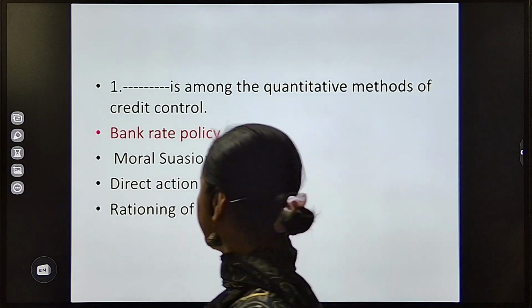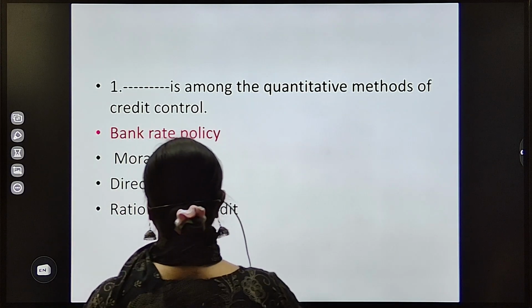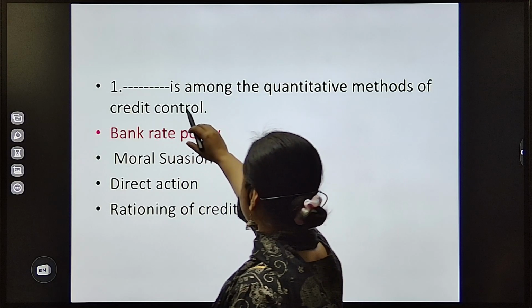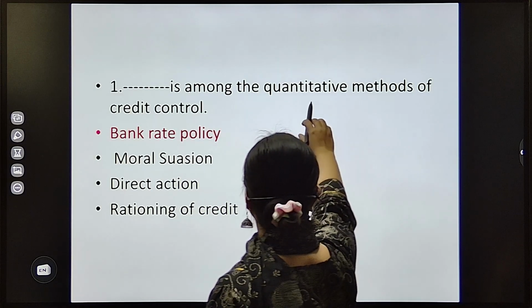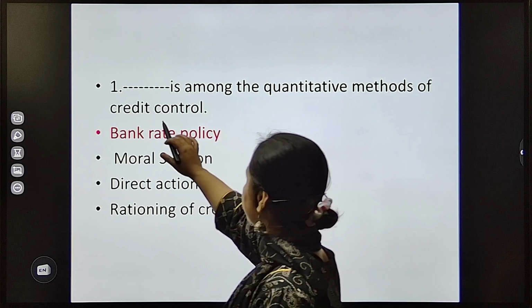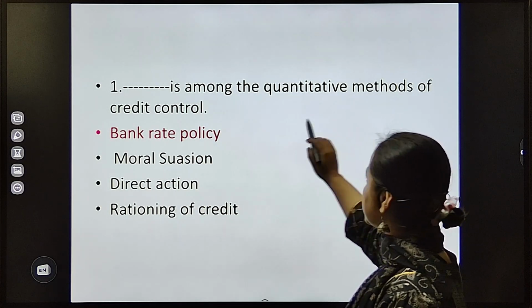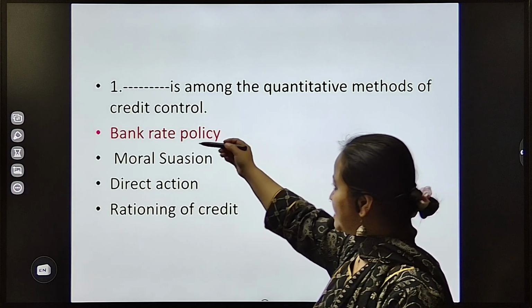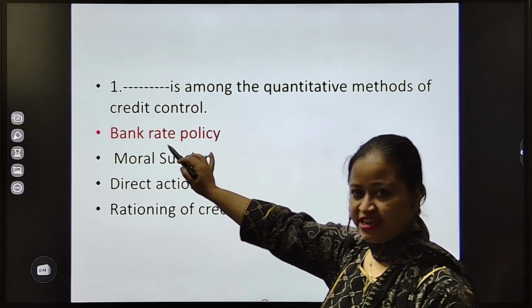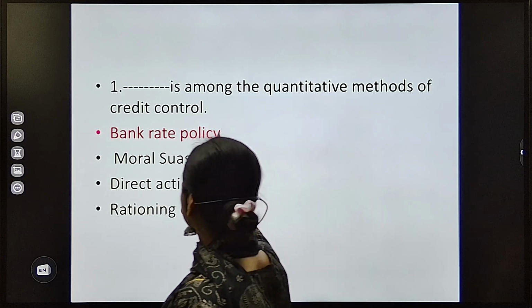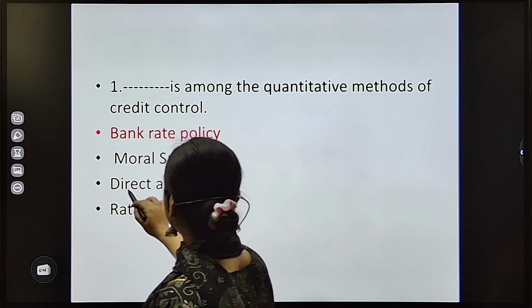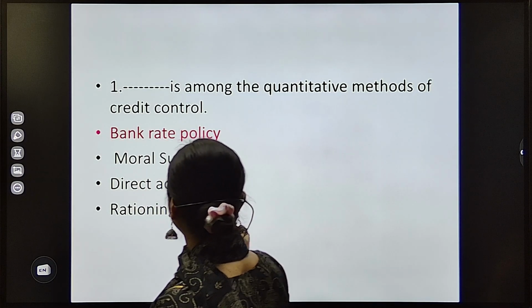You can see here, the first question: dash is among the quantitative methods of credit control. The red one is your answer. The options given are bank rate policy, moral suasion, direct action, and rationing of credit.